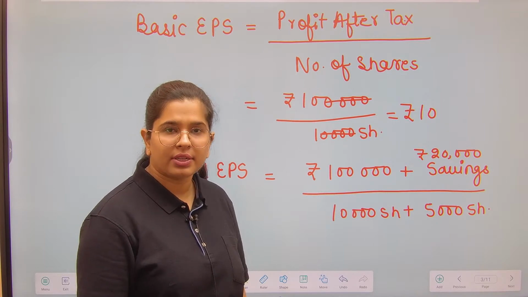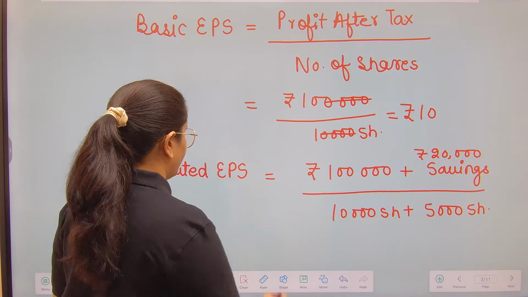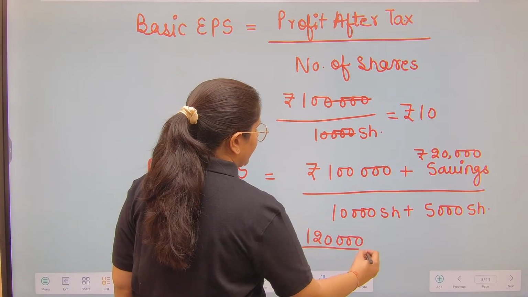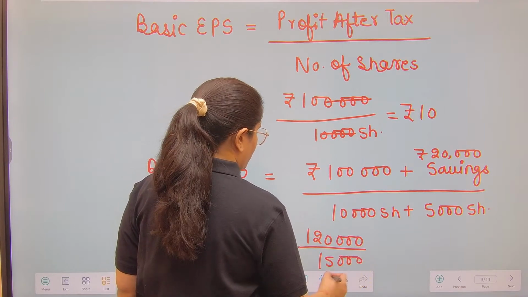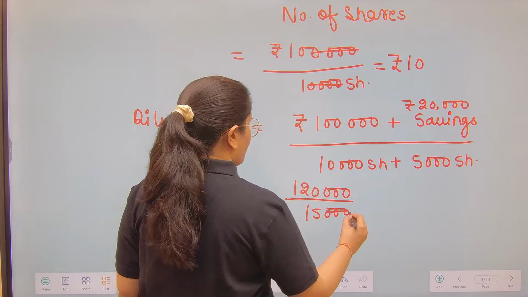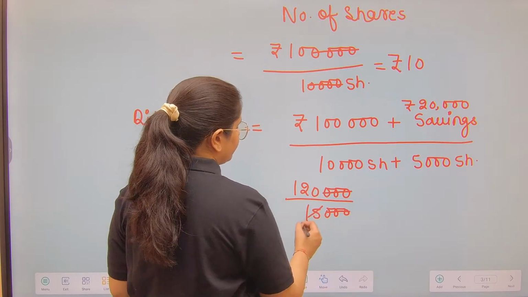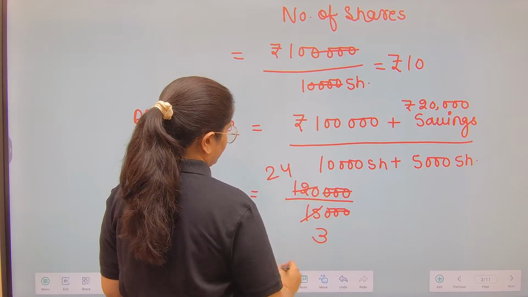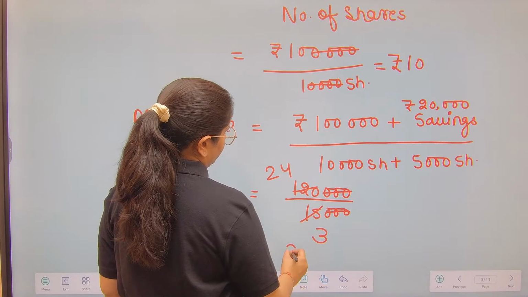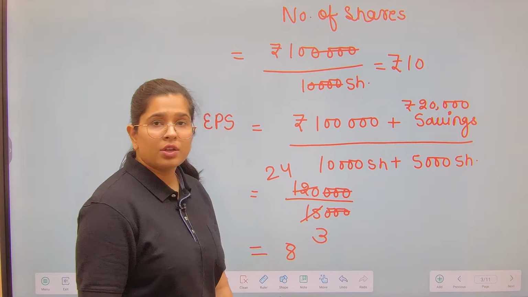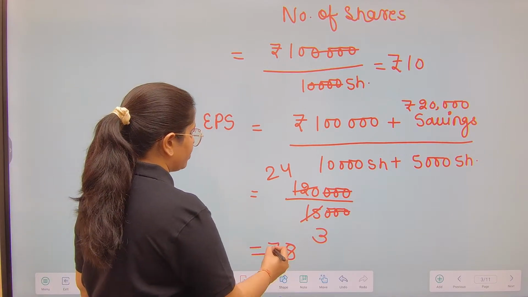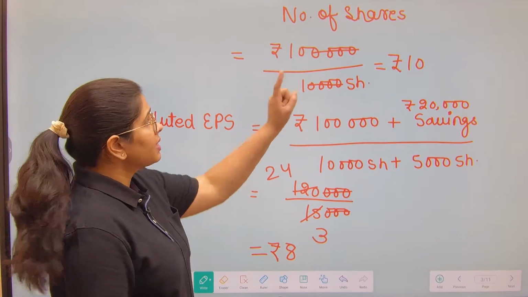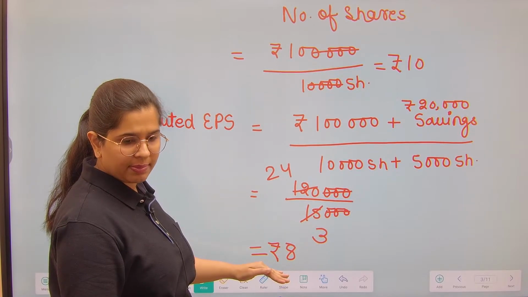I do not have my calculator with me right now. Please calculate it for me. So 120 divided by 15. Right? So 8 rupees is my diluted EPS. See, basic EPS is 10 and diluted EPS is 8.